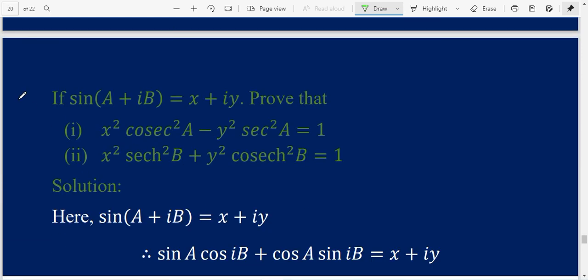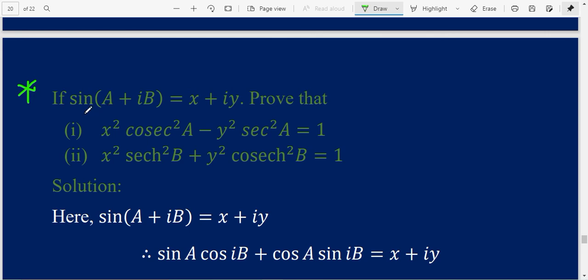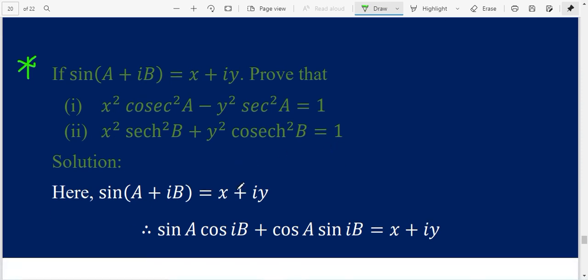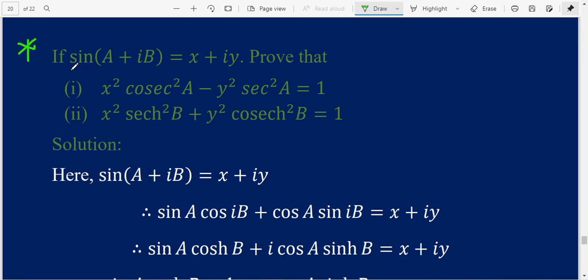Now next, if sin(a plus ib) is equal to x plus iota y, prove that x square into cosec square a minus y square into sec square a is equal to 1, and second, x square into sech square b plus y square into cosech square b is equal to 1. Solution: here sin(a plus iota b) is equal to x plus iota y.